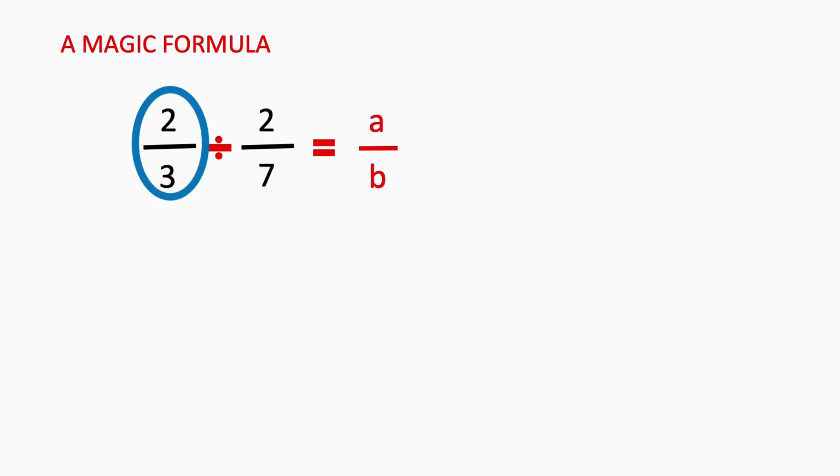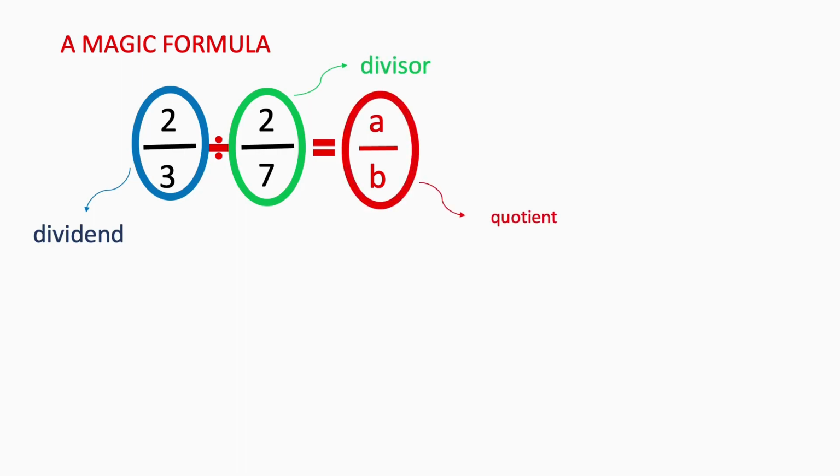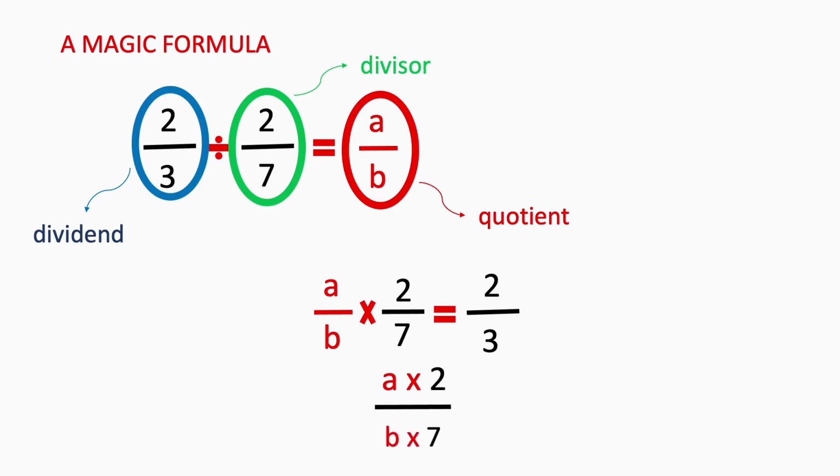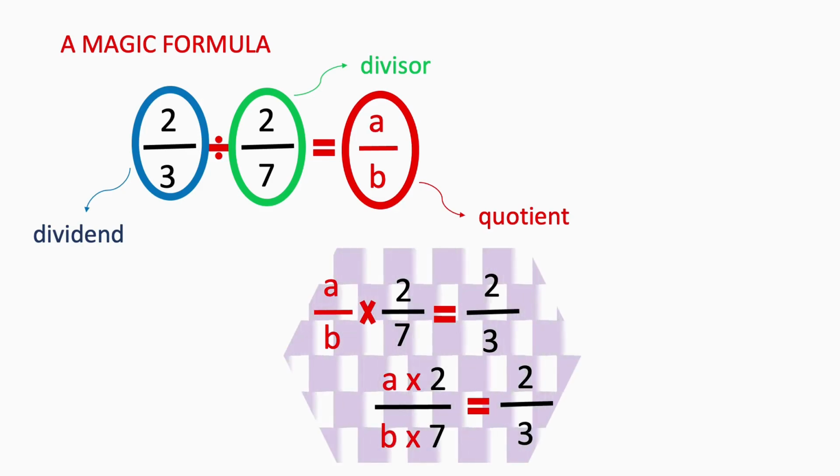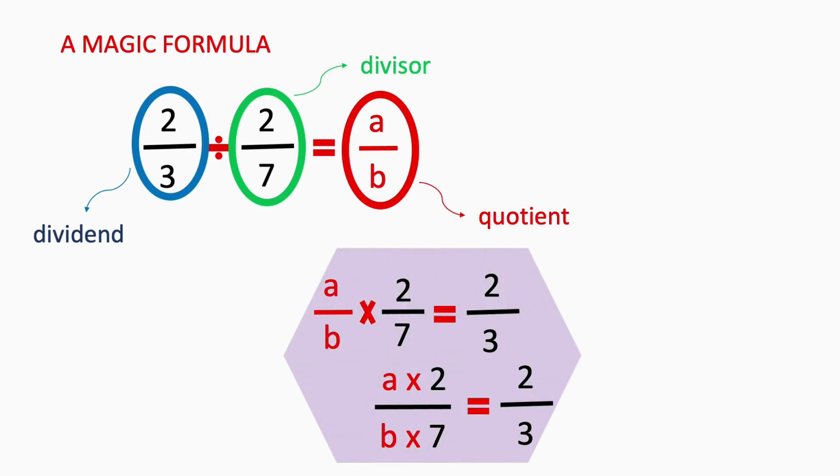A magic formula. Dividing fractions by the method we talked about is not always easy like that. Look at this example. 2 over 3 divided by 2 over 7. 2 over 3 is the dividend, 2 over 7 is the divisor, and suppose A over B is the quotient. We can write this equation in a multiplication format. A over B times 2 over 7 equals 2 over 3. As you can see, it is very difficult to find the value of B in this way.